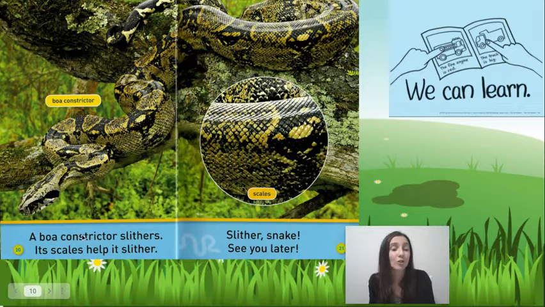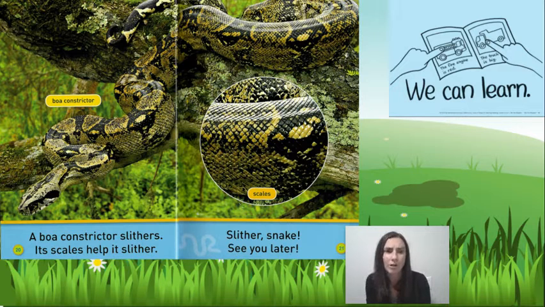A boa constrictor slithers. Its scales help it slither. Slither snake. See you later. Boa constrictor. Scales. So where does a boa constrictor live? What do you notice? It's on a tree, and there's some bushes and some leaves behind it. So this snake lives in a different place as well.